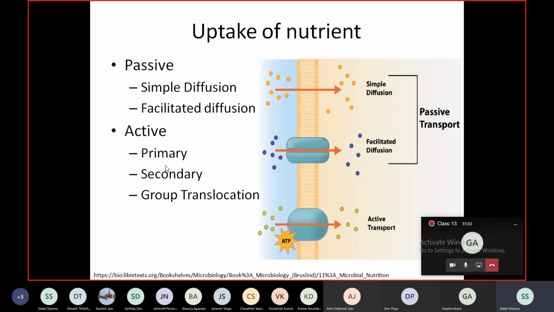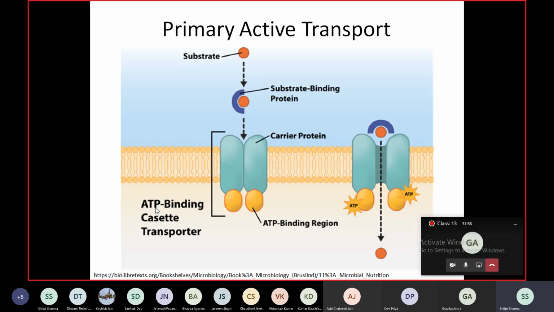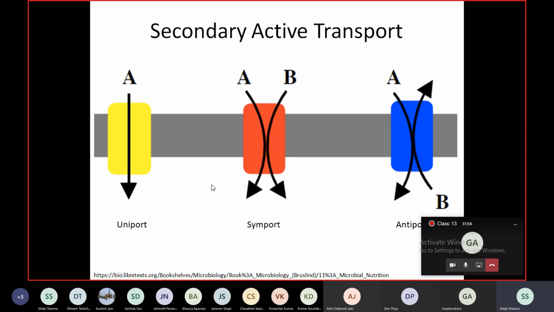And in active transport, I was talking about primary active transport, wherein at the site of transport, you have ATP being utilized, or whatever the energy source is. It could even be the proton gradient or any gradient that is generated. And one classic example was that of the ABC transporter that I took. Then we talked about secondary active transport.